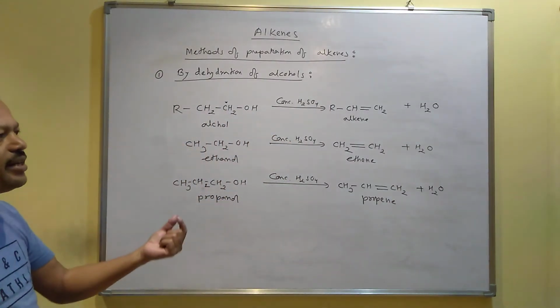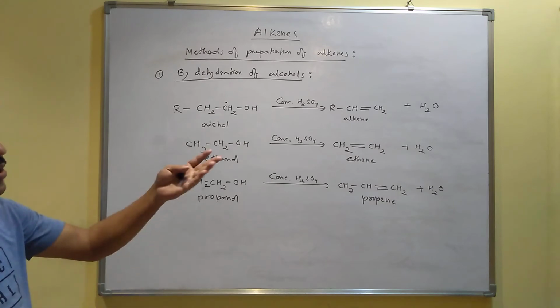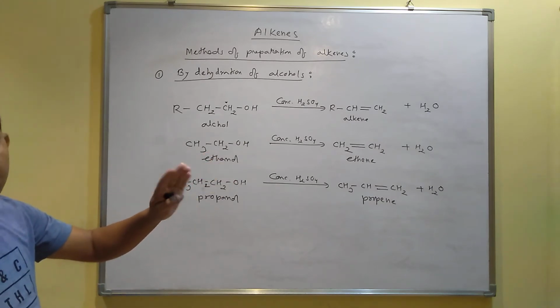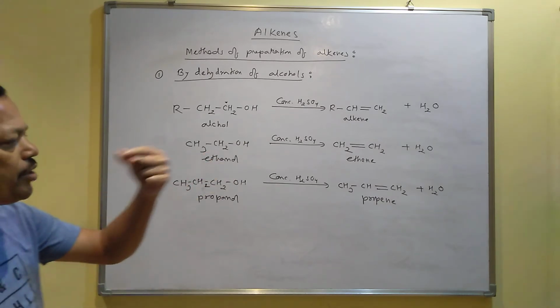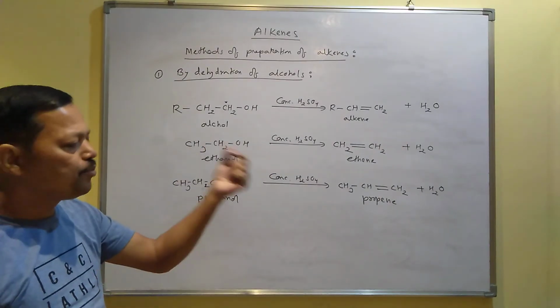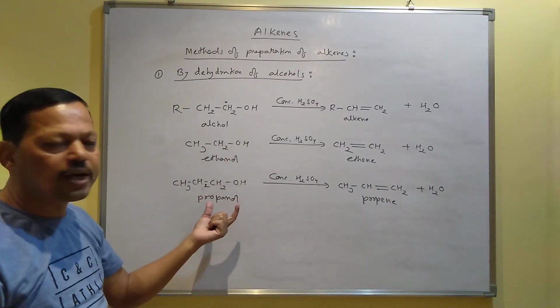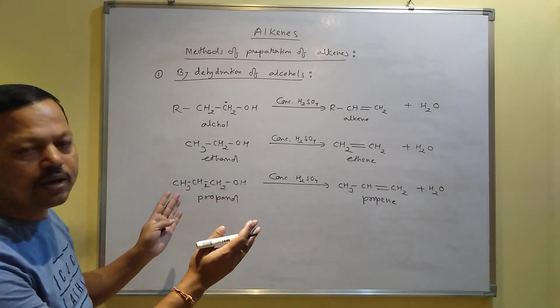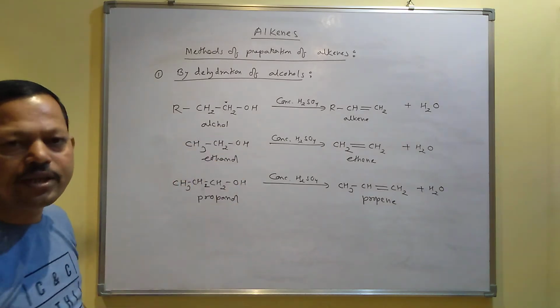By doing dehydration you can prepare the alkene: ethene, propene, butene, any alkene you can prepare. If you require ethene, then you have to take ethanol as reactant. If propene is required, you have to take propanol as reactant.